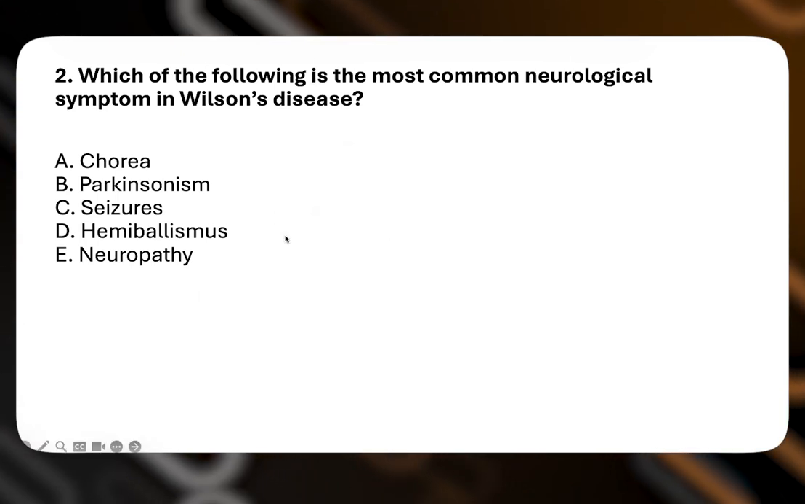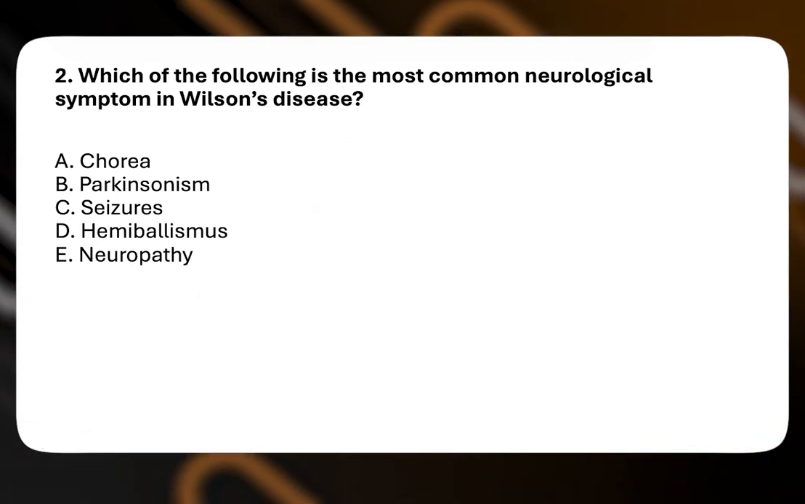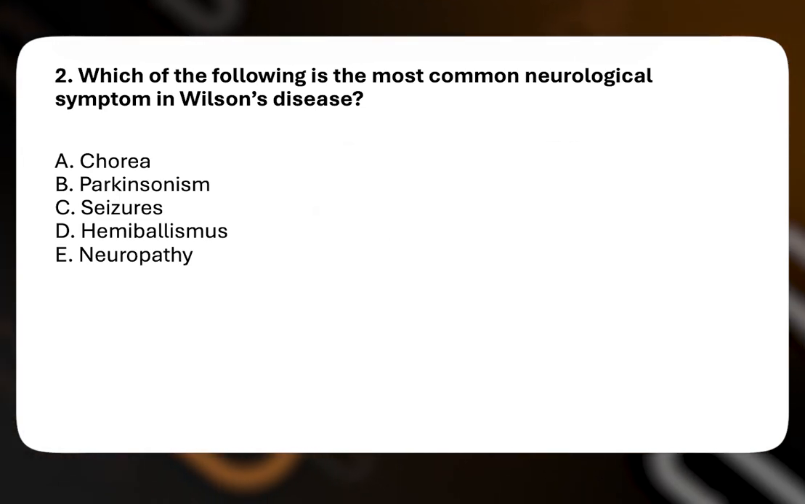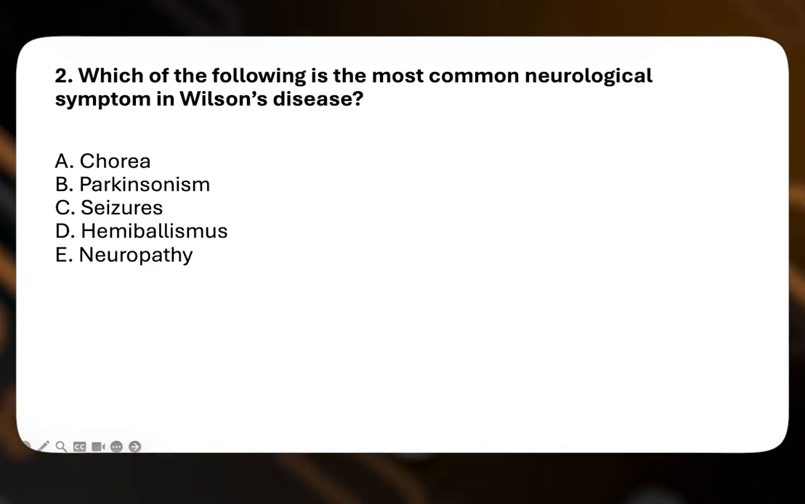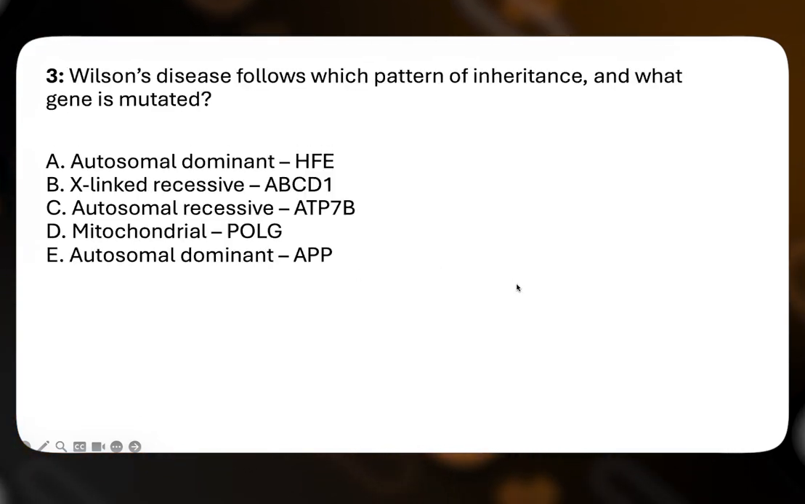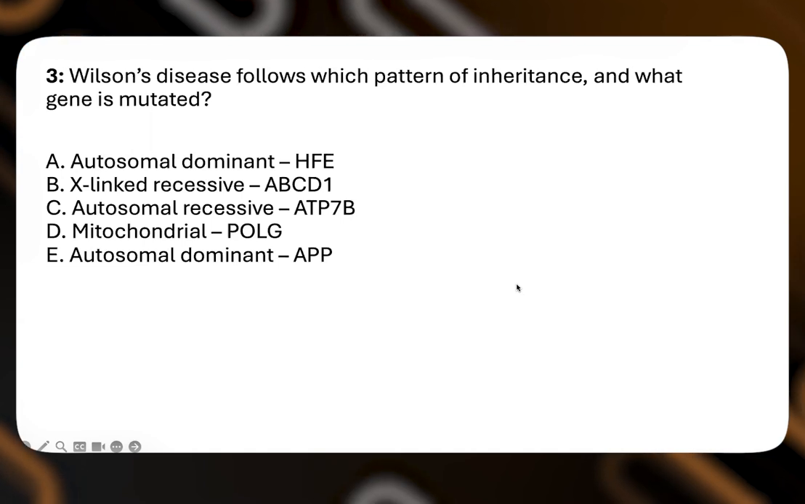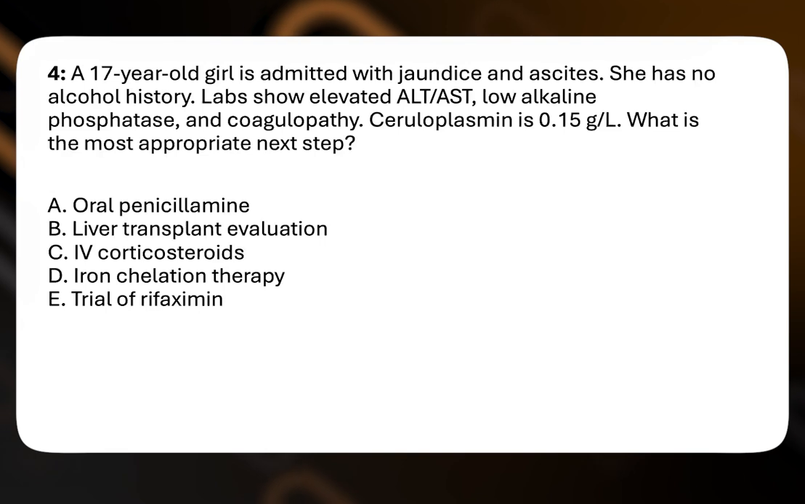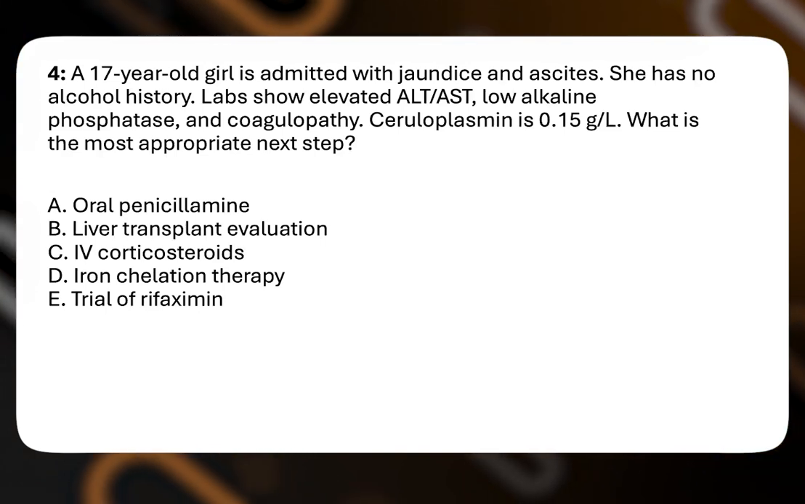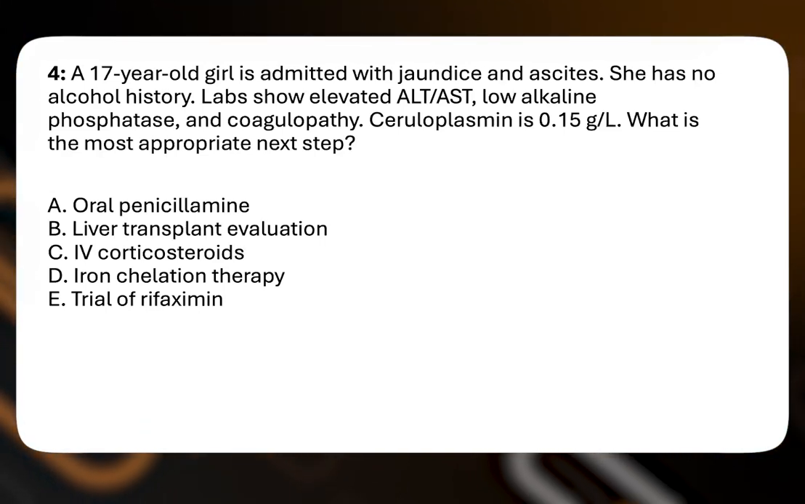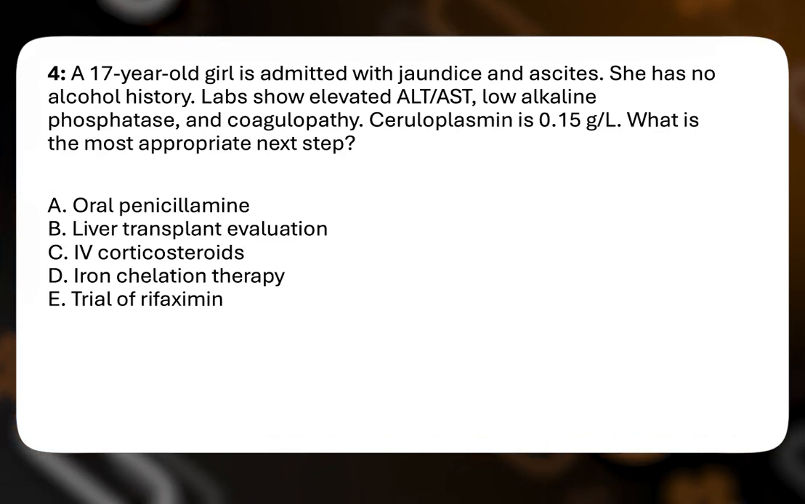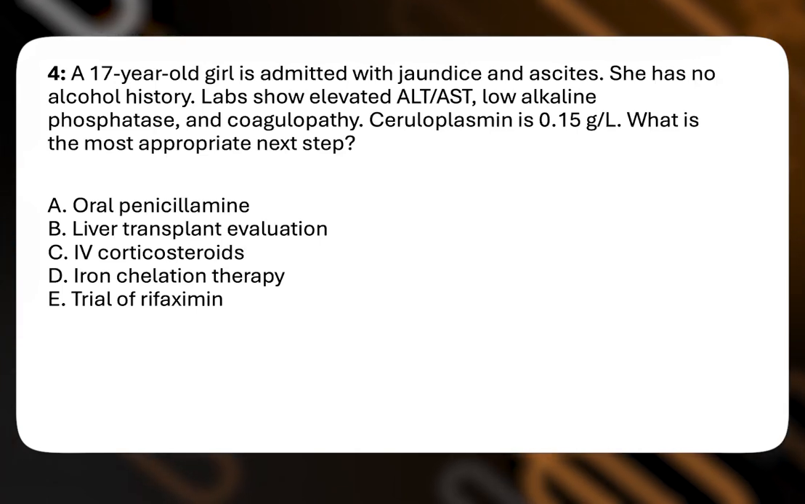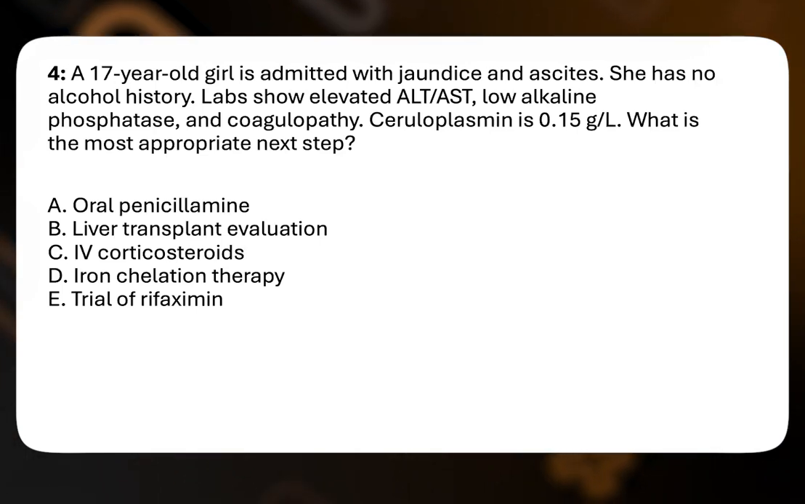Second question: which of the following is the most common neurological symptom of Wilson disease? You can type your answers. Next: in Wilson's disease, which pattern of inheritance and what gene is mutated? Next one: a 17-year-old girl is admitted with jaundice and ascites. She has no alcohol history. Labs show elevated ALT, AST, low alkaline phosphatase, and coagulopathy. Ceruloplasmin is 0.15 gram per liter. What is the most appropriate next step?